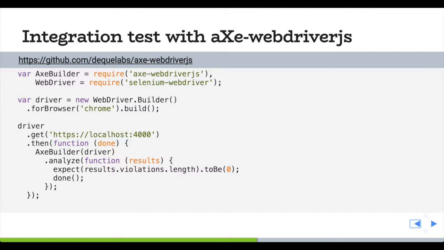But in this test example, we pull in AxeBuilder by saying require axe-webdriverjs. We pull in Selenium WebDriver and cache that in a variable called WebDriver. And then we set it up by saying var driver equals WebDriver.builder. And then we can specify which browser. I'm specifying Chrome. You could say Firefox, Safari, depending on if you're on a Mac, or Edge if you're on a Windows machine. And that depends on having a driver that you have to download and put somewhere on your path on your machine.